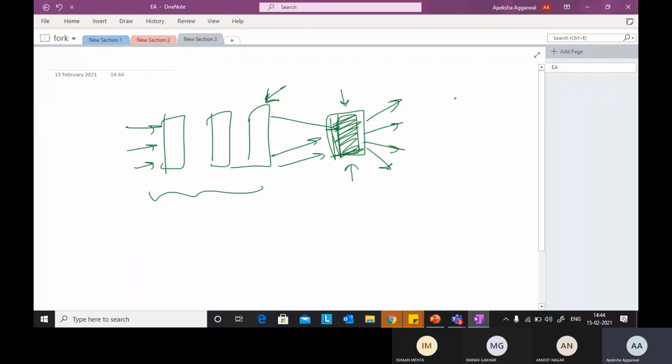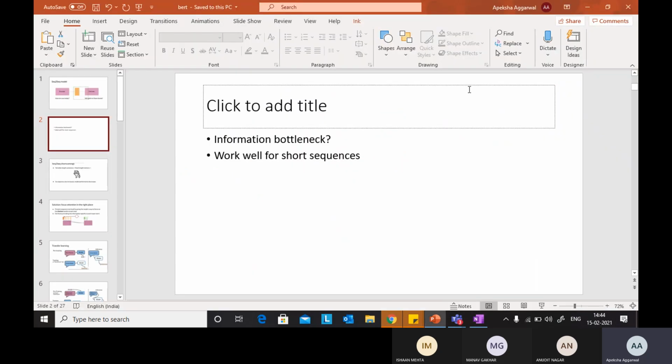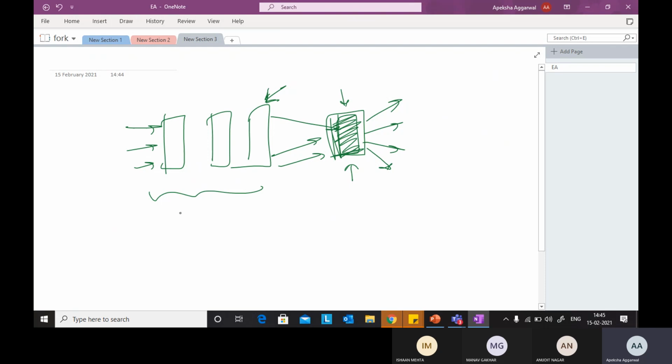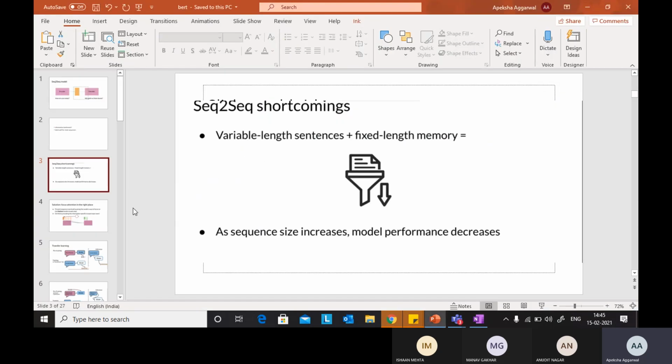So in encoder-decoder we are facing some problems, and in processing sequential models also we are facing some problems. To avoid this, various new algorithms came. The shortcoming was variable length sequences plus fixed length memory. Suppose we have a very large sequence and a fixed set of neurons; this model was not designed for very large sequences, so it will not work quite well. Secondly, information bottleneck was the problem.